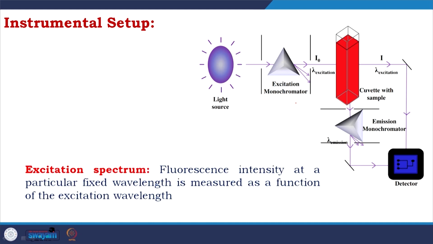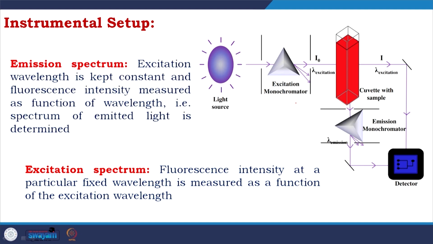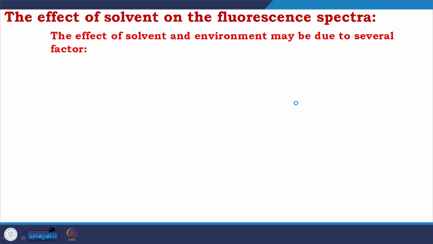The excitation spectrum is where the fluorescence intensity at a particular fixed wavelength is measured as a function of the excitation wavelength. For the emission spectrum, the excitation wavelength is kept constant and fluorescence intensity is measured as a function of wavelength, that is, the spectrum of the emitted light is determined. You have seen the excitation and emission spectra, so we have already discussed. So, this comes through this process.